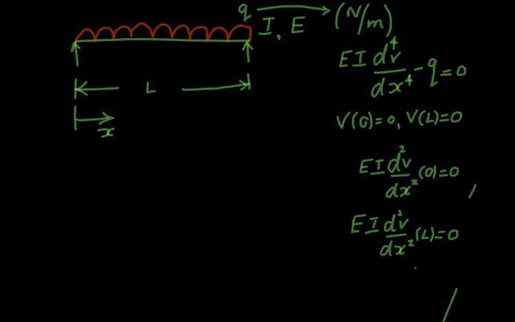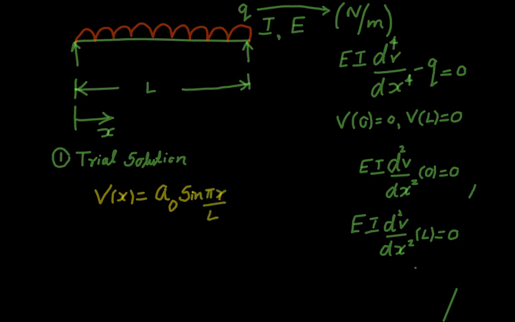Okay, what is the first step to solve this particular governing differential equation? The first step is to assume a trial solution. So here we go. Assume a trial solution. So what is the trial solution that you are going to assume? Well, I am going to assume a trigonometric trial solution. I will use a different color. So V of x is equal to a naught into sine pi x over L.